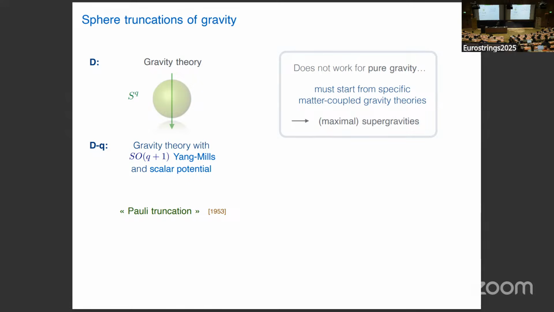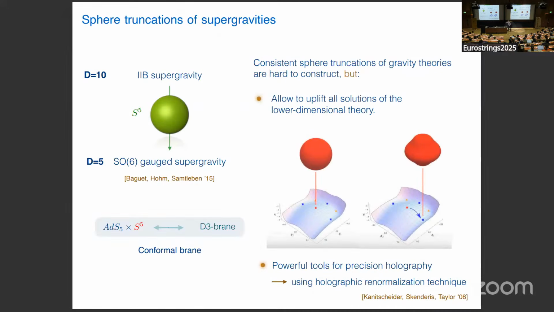And it turns out that the cases when it works are typically the couplings that appear in supergravity. So here I'll just consider one very famous example of a consistent sphere truncation. It was shown in 2015 by Baguet, Hohm, and Samtleben, using modern techniques relying on exceptional field theory, that you can actually truncate type IIB supergravity on the five-sphere, and that it leads to a maximally supersymmetric supergravity theory in 5 dimensions, which has an SO(6) gauge symmetry group. So 15 vector fields and a lot of scalars which are charged under this SO(6) symmetry.